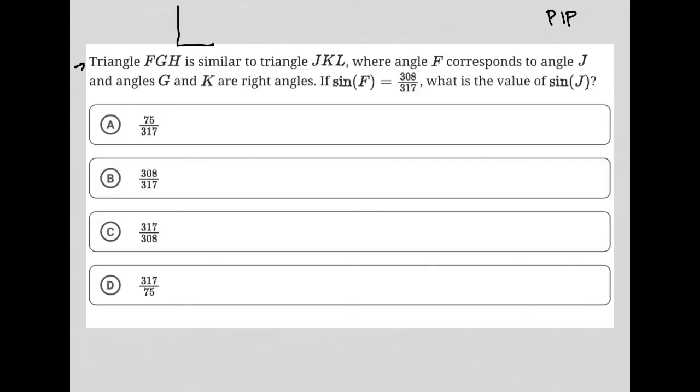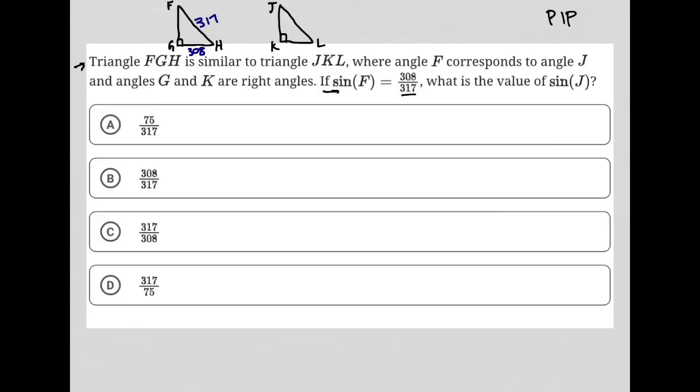So I'm going to draw right triangle FGH, starting with F here, G at the right angle, like the question said, so then H is here. But I'm also going to have JKL in the same order, J and K and L. We're also told that if sine of F is 308 over 317, that means this side here would be 308, and the hypotenuse here would be 317.